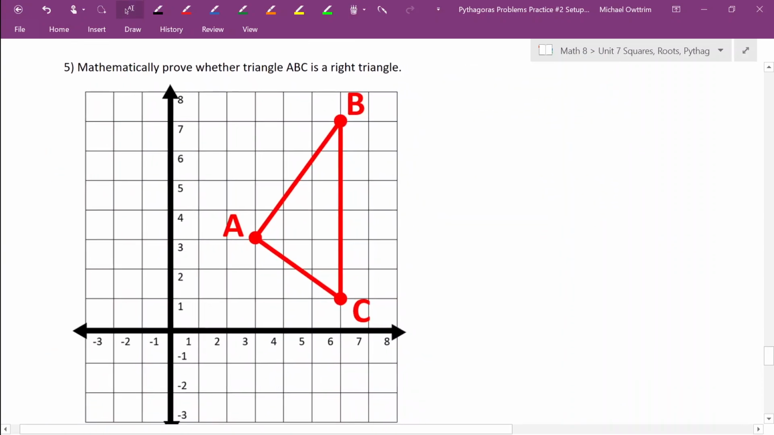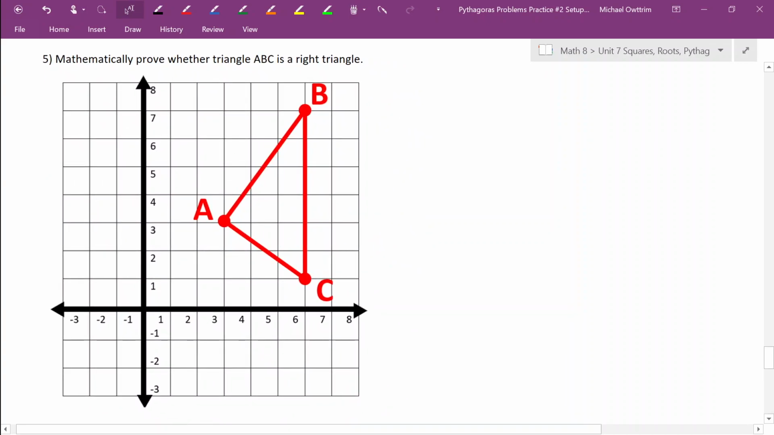Final one here, we're told to mathematically prove whether this triangle is right. On first inspection, it looks like it's possible that there is a right angle over here, but of course we don't know that to be true, so we have to mathematically prove it.